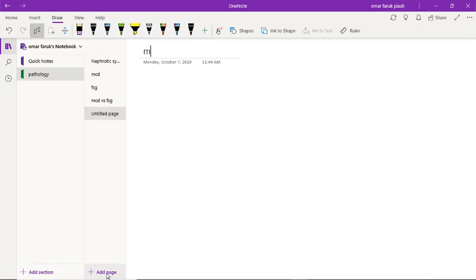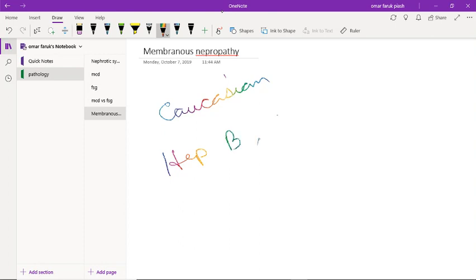Okay, next, membranous nephropathy. In membranous nephropathy, what you have to remember is that it usually happens in Caucasian adults. It is associated with hepatitis B, C, and solid tumors.